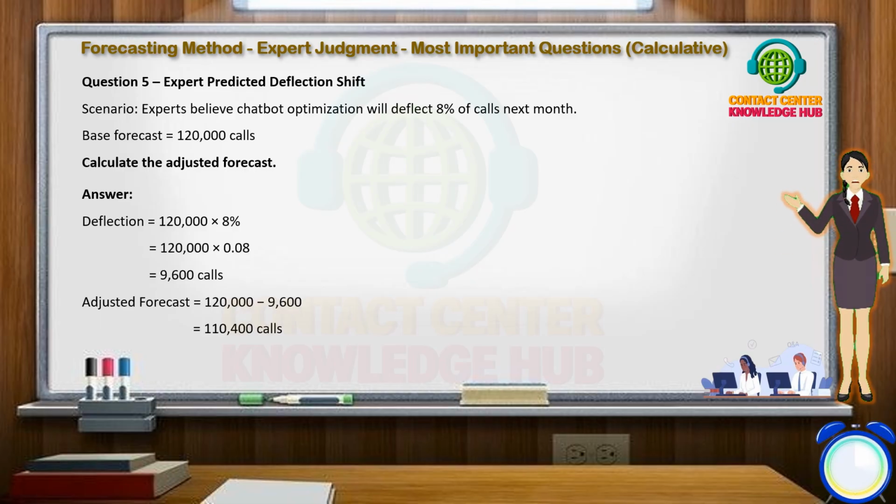Step 2. Calculate the adjusted forecast. Adjusted forecast is equal to base forecast minus deflection. So, 120,000 minus 9,600 is equal to 110,400 calls. Final answer. The adjusted forecast becomes 110,400 calls. Key takeaway. Deflection is a demand reduction lever. When self-service improves, your forecast must decrease because fewer contacts will reach live agents.